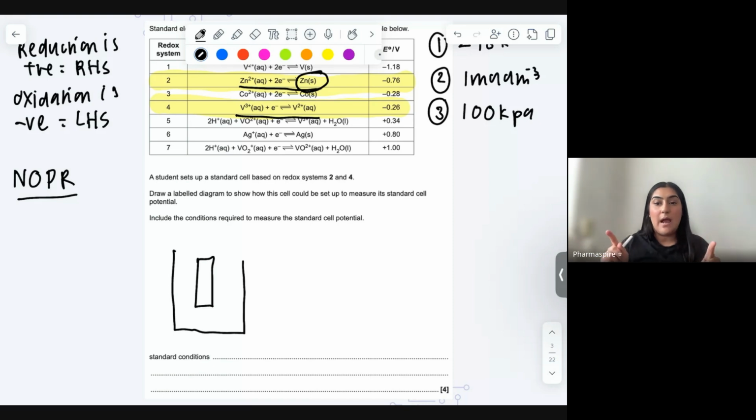Platinum. So that's how you figure it out. Look at your state symbols. So if you've got everything aqueous, you need a platinum electrode.